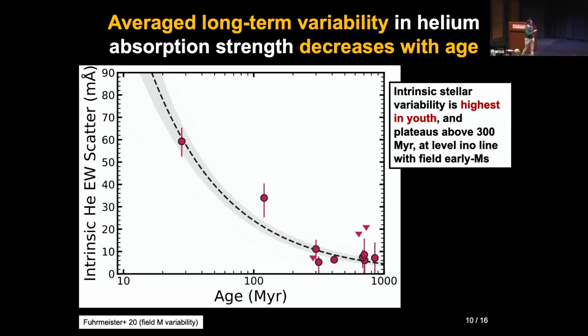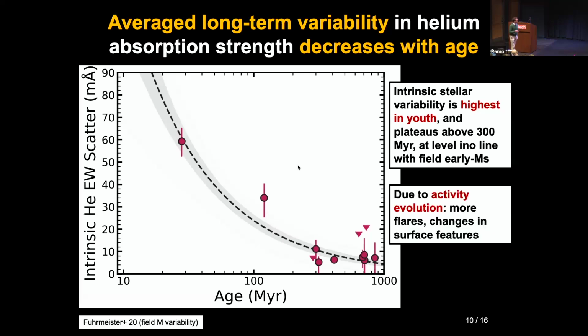It drops fairly expeditiously, about half by 100 million years. And then actually, at the kind of intermediate ages, 300 million years and above, it plateaus and is in line with the field. And so this is really due to the evolution of activity at these young ages. You have the most flaring, most rapidly changing surface heterogeneities, and that's what's driving the variability in the helium feature. But it's promising that at these kind of intermediate ages, if it's in line with the field, then you might not be any worse off detecting a young exosphere than from a field age exosphere.